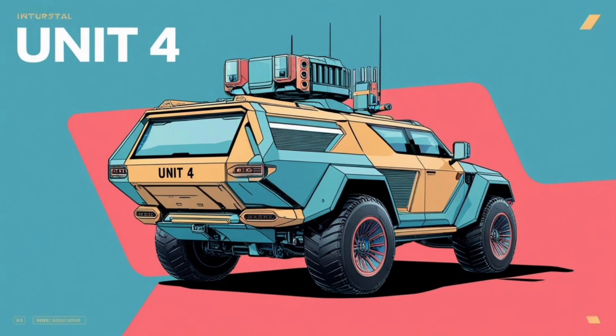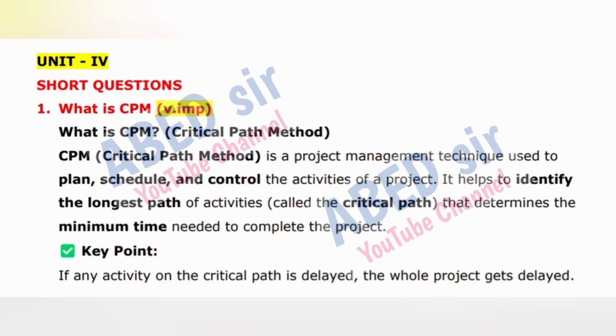Unit 4 first important short question is: what is CPM? Critical Path Method. CPM, Critical Path Method, is a project management technique used to plan, schedule, and control the activities of a project. It helps to identify the longest path of activities, called the critical path, that determines the minimum time needed to complete the project. Key point: if any activity on the critical path is delayed, the whole project gets delayed.